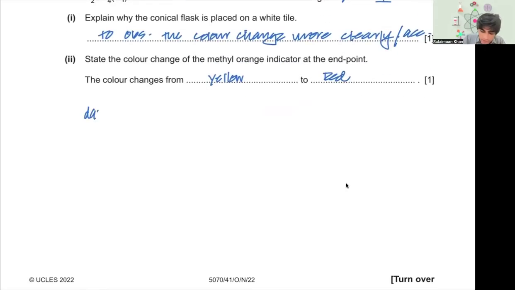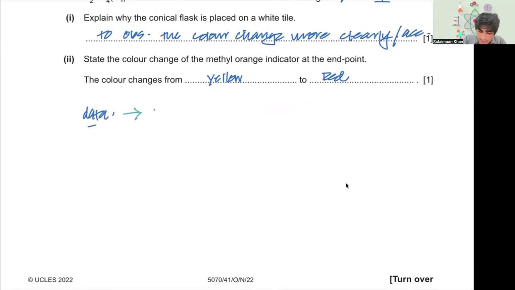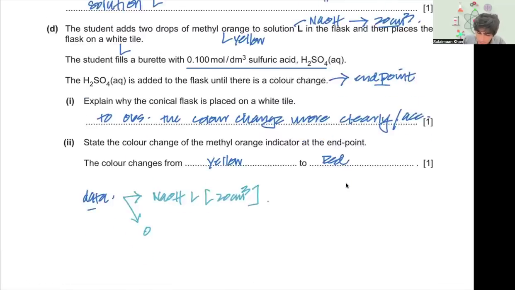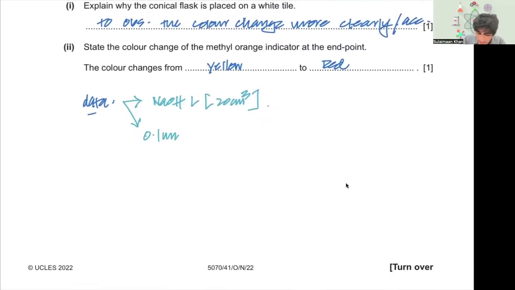Please write it for yourself. If you start to forget things, write it. What is the data so far? The data is that we have solution L, sodium hydroxide, that's solution L, and I took 20 cm cube into a flask, right? And then I also titrated it with what? With how much? What is the volume? What is the concentration of sulfuric acid? I titrated with this much sulfuric acid. Realize this, right? That's this.